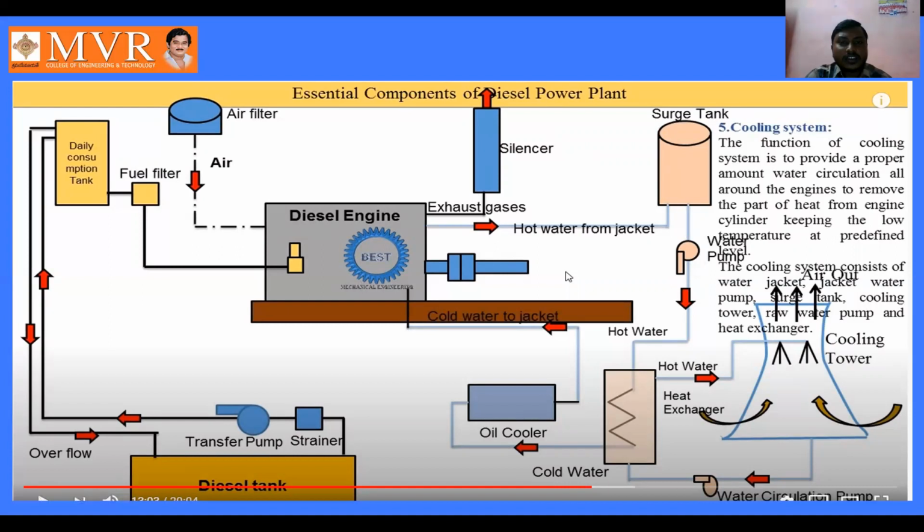And what are the exhaust gases developed there? These exhaust gases disappear into the atmosphere by using this silencer. After the combustion process some hot gases are developed. The hot gases, meaning the exhaust gas, are nothing but unwanted gases, and they disappear into the atmosphere by using the silencer.